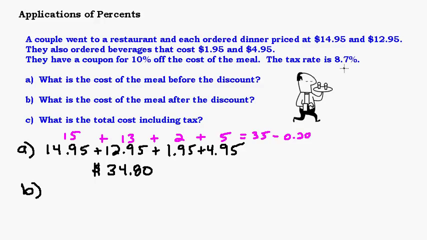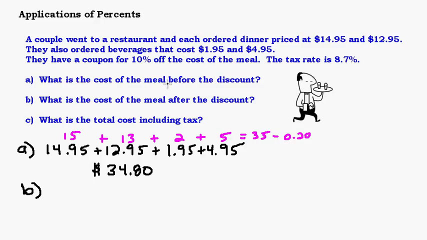If you calculate 8.7% of $34.80, there's going to be more tax than if you wait and calculate the tax after you subtract off the 10%. So it makes a difference when you do the tax. And that's really the big point of this problem: what you multiply your percent by is very important, and we need to pay attention to that.